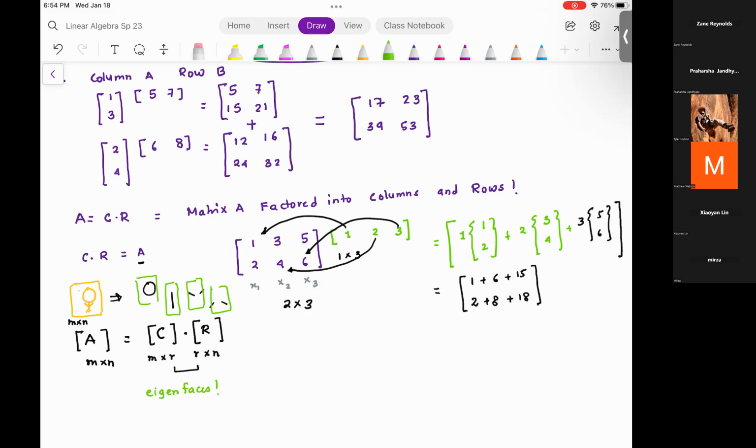So that information is encoded in the basis vectors of the image.